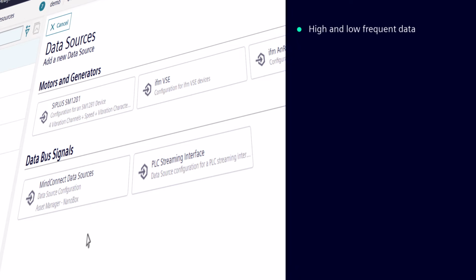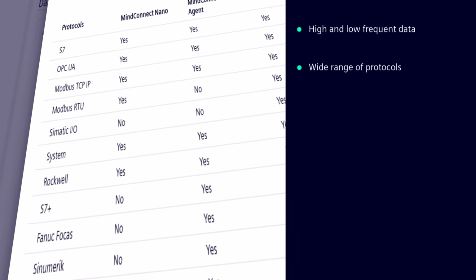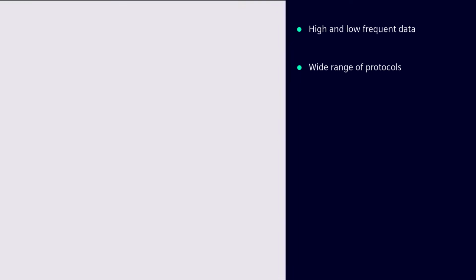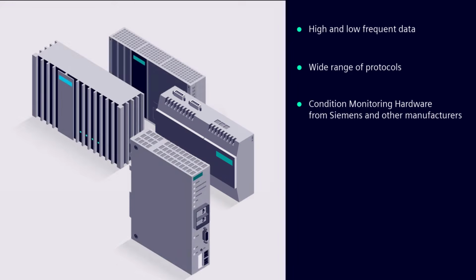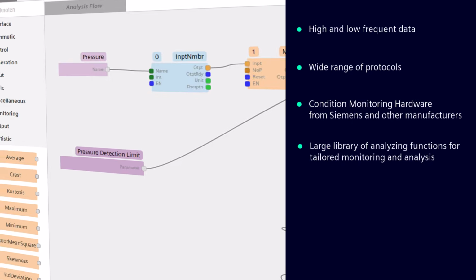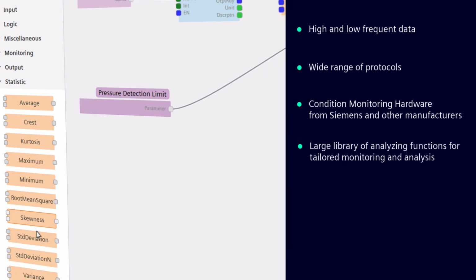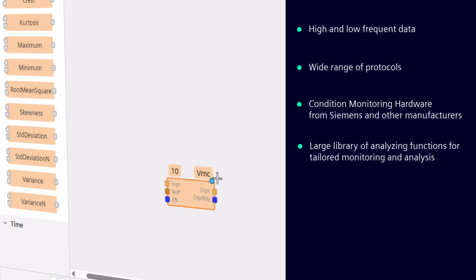Insights Hub Edge Analytics can be used for high and low frequency data by connecting it through a wide range of supported protocols. To collect this data, you can use the Siemens condition monitoring hardware, as well as hardware from various other manufacturers like IFM. Design custom key performance indicators using a large library of analyzing functions. This allows for tailored monitoring and analysis based on specific operational needs.